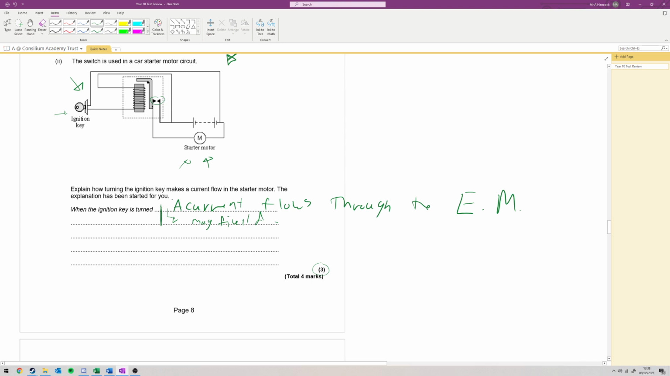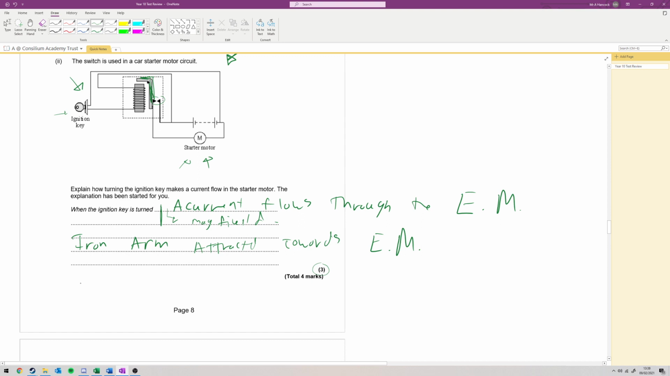The second marking point is the iron arm, this thing here. This iron arm is attracted to the electromagnet, or the arm pivots towards the electromagnet. So: iron arm attracted towards electromagnet. I like saying that the iron arm becomes an induced magnet, but because again it's a 3 marker, we don't need to go into too much detail.